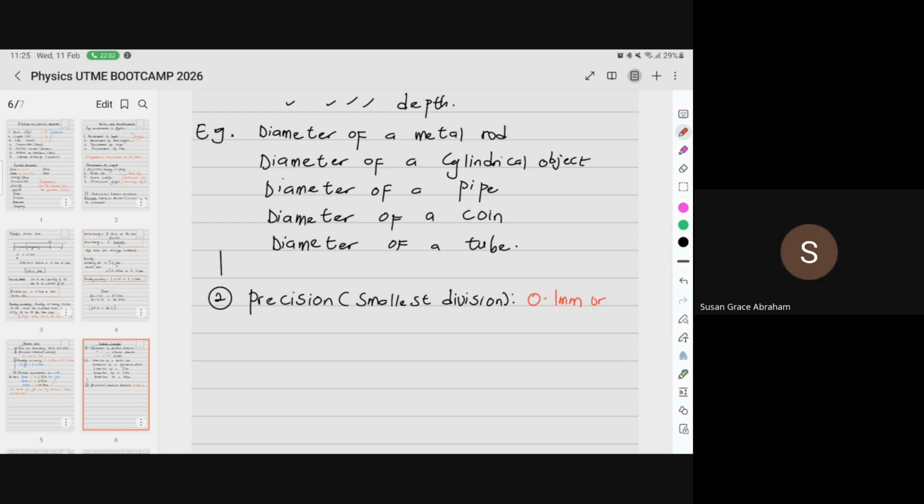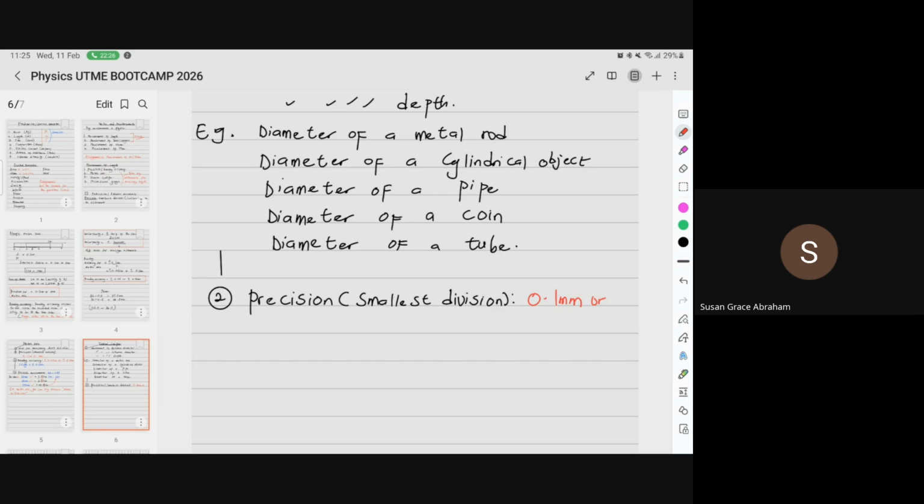0.1. Is that true? Or 0.5, Susan, you said? Centimeter. 0.1, is that what you said? Yes, sir. No, now 0.1 divided by 10. If you're converting from millimeter to centimeter, you're dividing by 10.